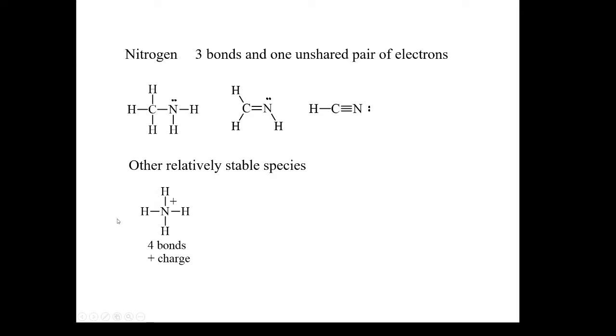Here it is with a plus charge. That's ammonium because it's making 4 bonds. It doesn't like to. Here it's short a bond with a lone pair. These are all relatively stable, not as stable as this because they still do complete the octet.